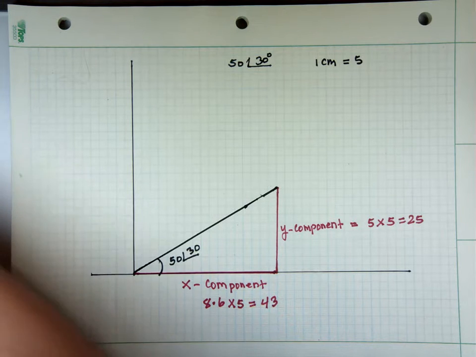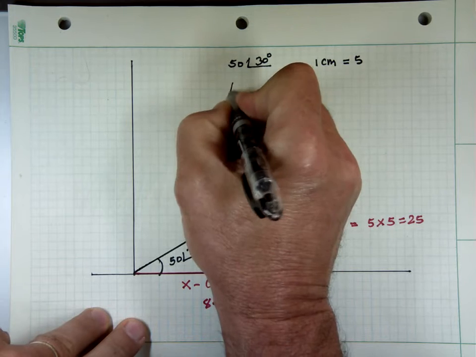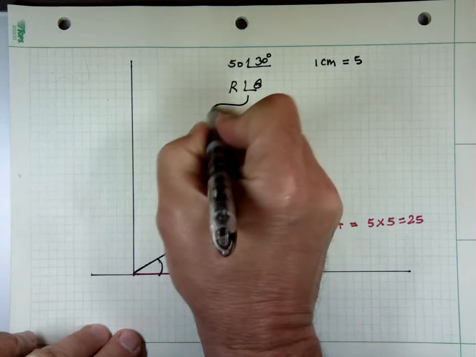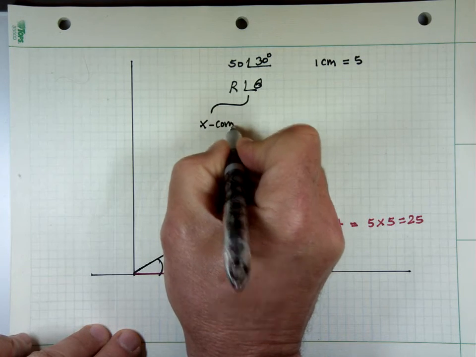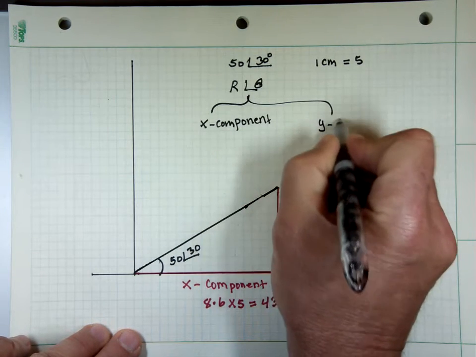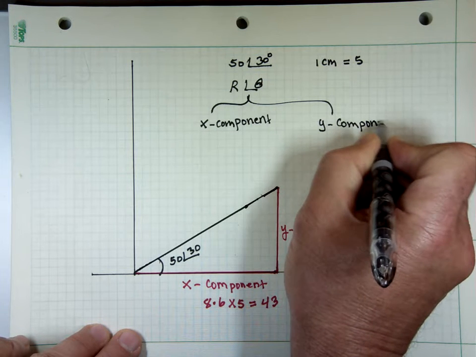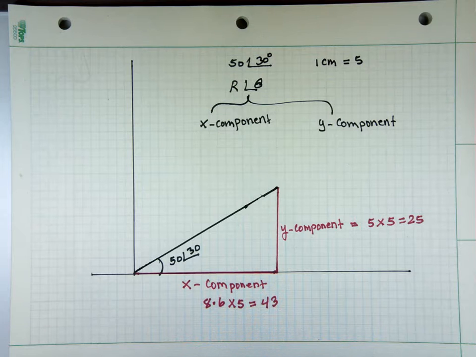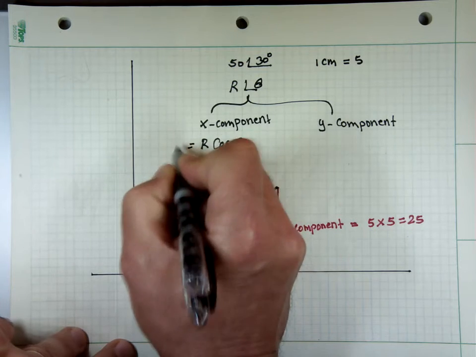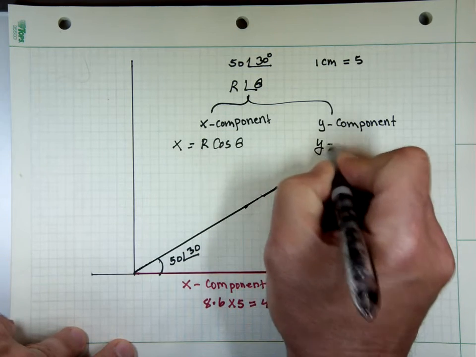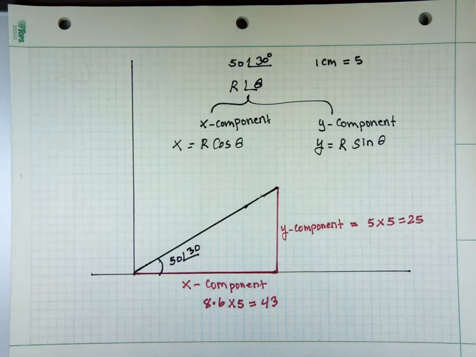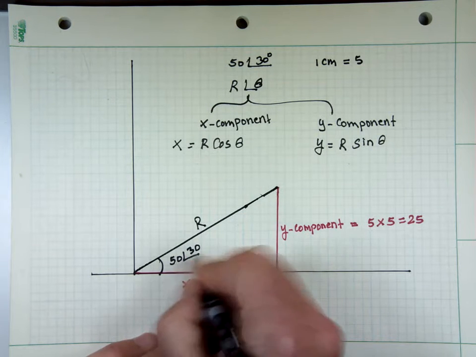When you have a vector, we'll give it the values r and theta. I'm just going to use it in general there. That's a vector. We can break it down into an x component and a y component. To get the x component, it's always going to be r cosine theta, and the y component is always going to be what? R sine theta. Why? If you remember your trig, this is r, this is theta here.